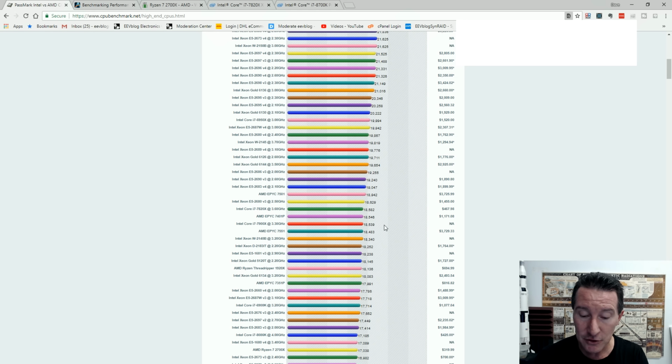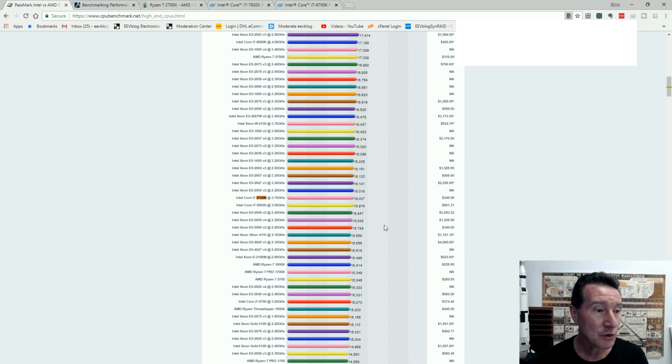But then if you go down to the 8700K, which was under consideration, it is significantly cheaper, at a ballpark of $350 US dollars, but it's significantly slower in terms of PassMark. We'll look at the data further on.